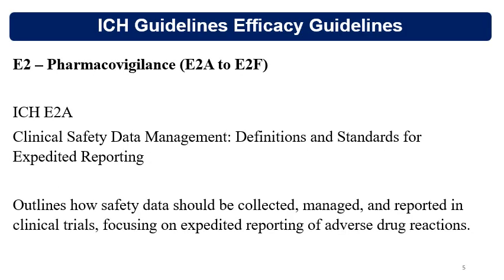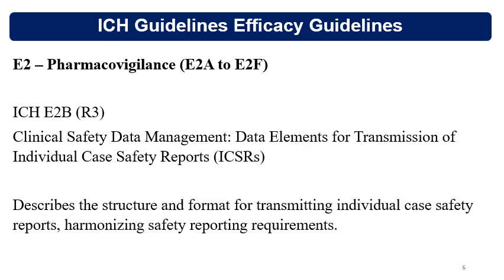Now the E2 guideline is for pharmacovigilance, and guidelines related to pharmacovigilance are from E2A to E2F. E2A guideline is clinical safety data management. Definitions and standards are there in the guideline for expedited reporting. This guideline outlines how safety data should be collected, managed and reported in the clinical trials. Mainly this guideline focuses on expedited reporting of adverse drug reactions. So this is the guideline related to safety in pharmacovigilance.